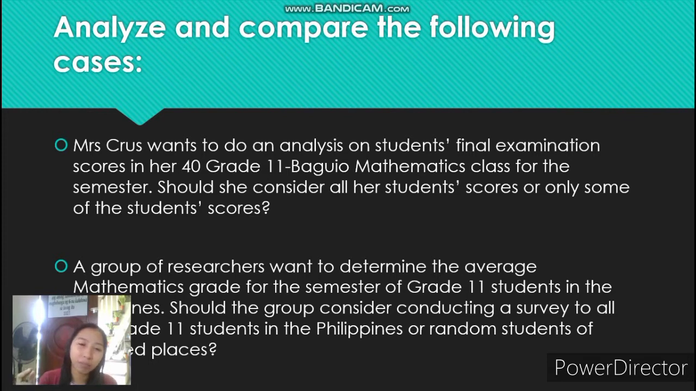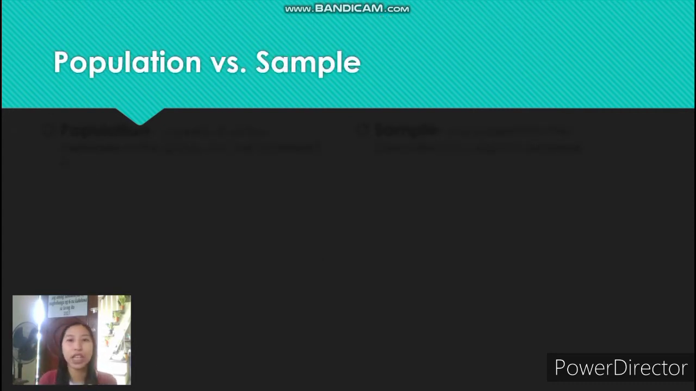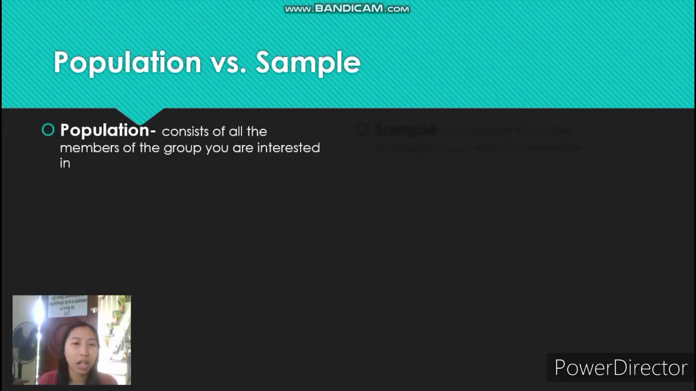Okay, and what we did right now is actually connected to our lesson, which is all about differentiating first a population and a sample. So we have population versus a sample. All right, so a population consists of all members of the group that you are interested in. The population is the whole group you want to get data from. For example, earlier, all the grade 11 students in the whole Philippines. That is your population. All right?